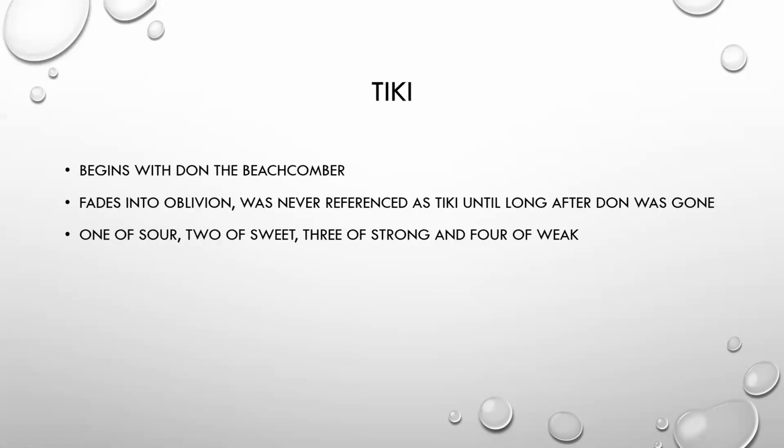And I think we can't necessarily talk about rum without speaking to the fad or designation, I guess, that we're calling tiki today. It really begins with Don the Beachcomber, owned by Don Beach in the 1930s in Southern California. At the time, though, the drinks weren't referred to as tiki. They weren't called tiki until long after they had faded into oblivion. And so one of the things to remember with tiki is the saying that goes: 1 of sour, 2 of sweet, 3 of strong, and 4 of weak.